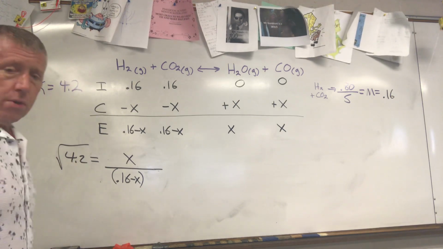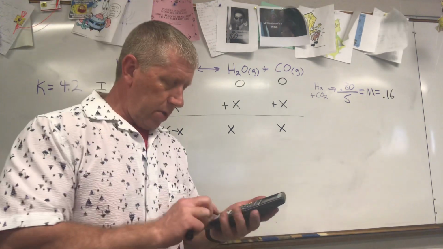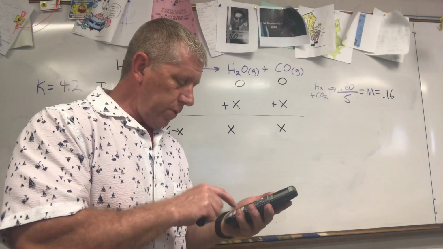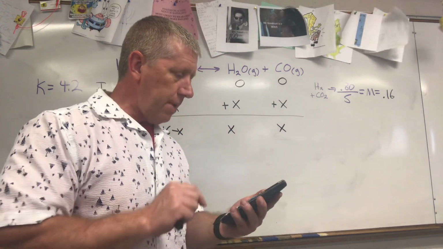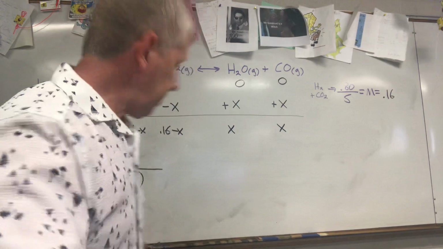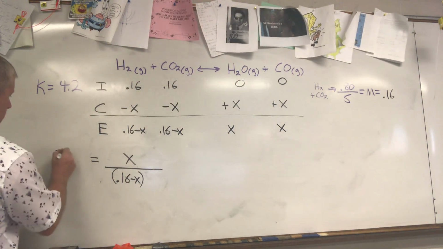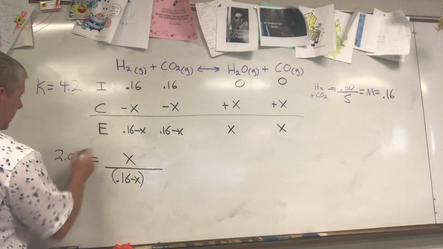All right, let's take the square root of 4.2. We can do that right now. Second function, square root, 4.2. 2.05. All right.